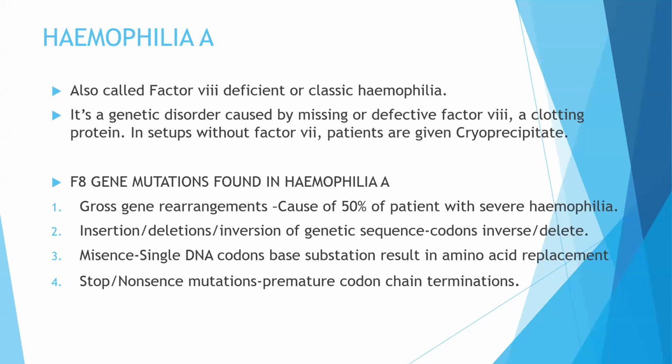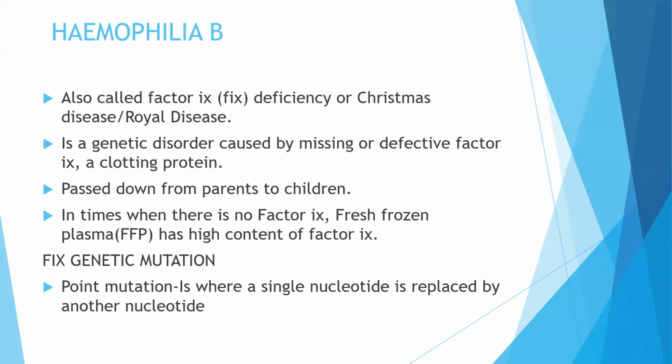Okay, hemophilia B, also called factor 9 deficiency, Christmas disease, or royal disease. It's called Christmas disease because it was first diagnosed in 1952 in a patient who was 4 years old called Stephen Christmas. That is why it was called Christmas.